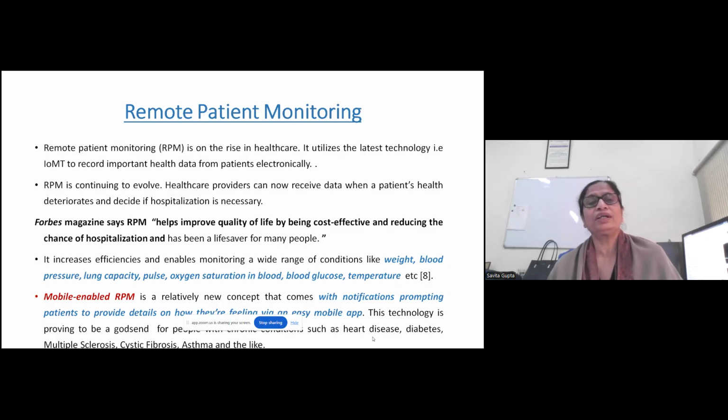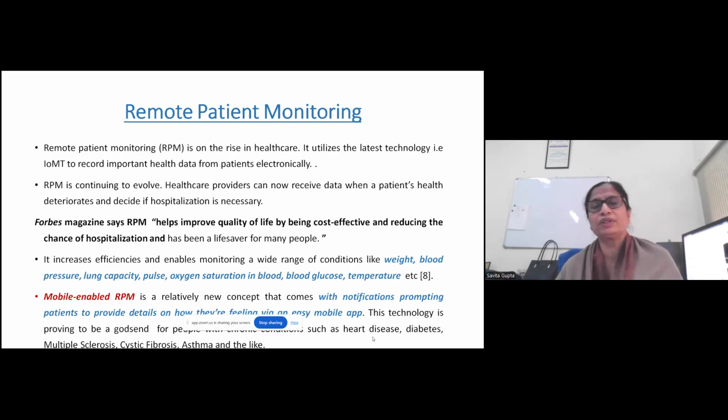Another important technology which is emerging, which is on the rise in healthcare, is remote patient monitoring. But how is remote patient monitoring possible? If IoMT is in place, only then can we provide remote patient monitoring.